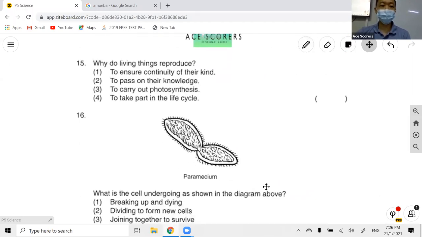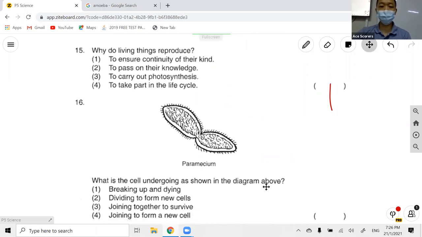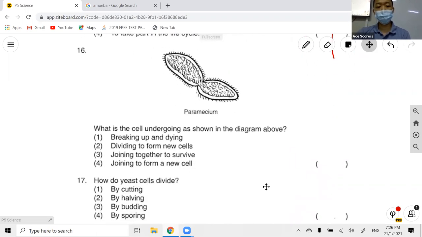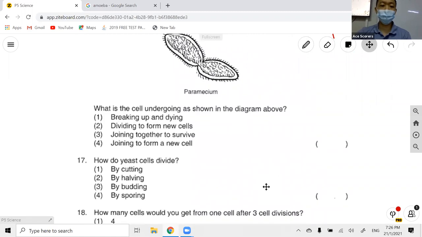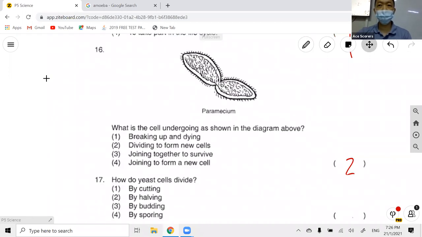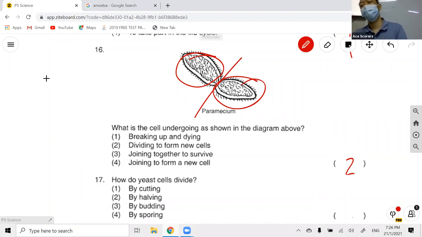Next one. Why do living things reproduce? To ensure the continuity of their own kind. Next, paramecium. What is the cell undergoing as shown in the diagram above? It's dividing to form new cells. Okay, 16 is 2. Can you explain it? You see, this is one paramecium, this is two paramecium, so it's dividing.